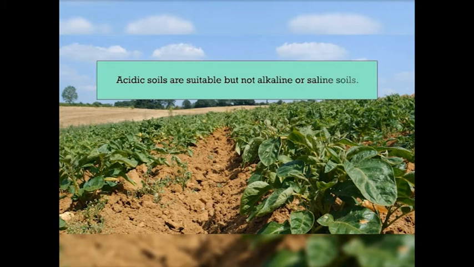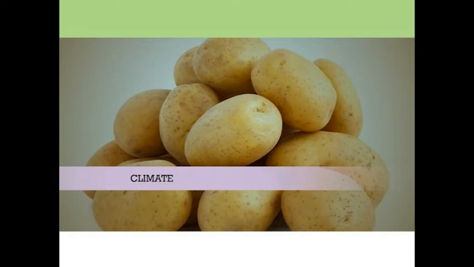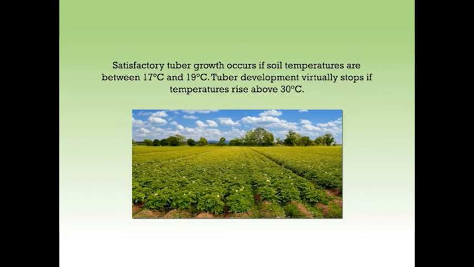Climate. Potato is a cool season crop. It thrives best in cool regions where there is sufficient moisture. Satisfactory tuber growth occurs if soil temperatures are between 17 to 19 degrees Celsius. Tuber development virtually stops if temperatures rise above 30 degrees centigrade.